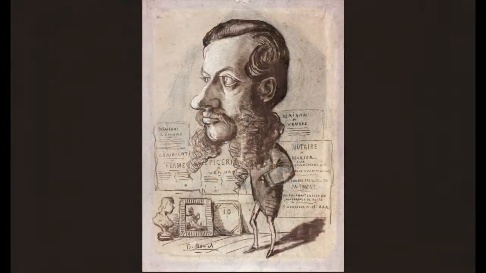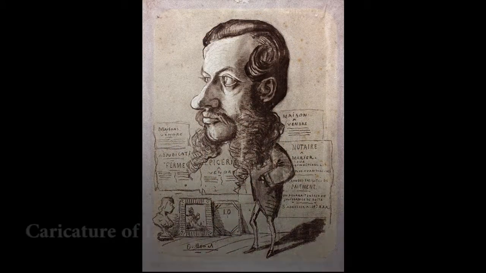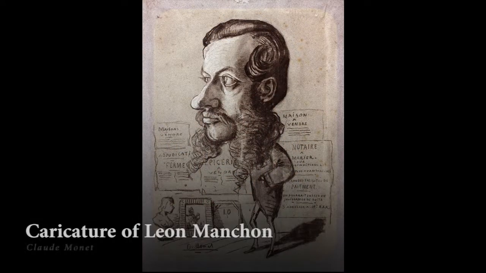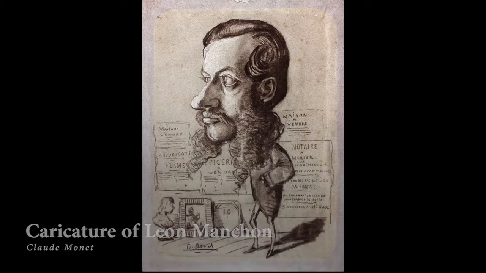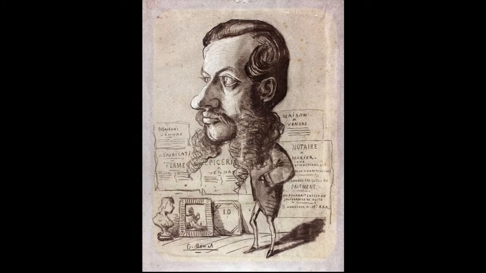Here's another one. This one is a man named Leon Menchon. This one I love. Just look at how Oscar was able to do those curly side whiskers and that big curl right above his ears. His body is super small and his nose is super big.